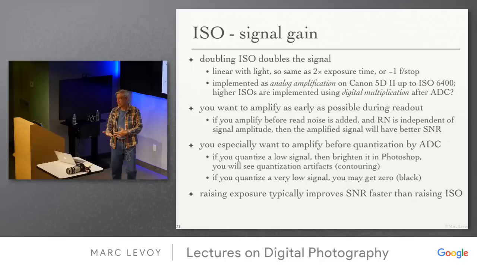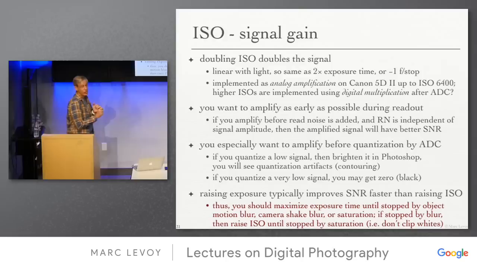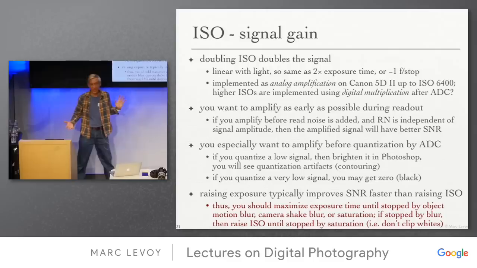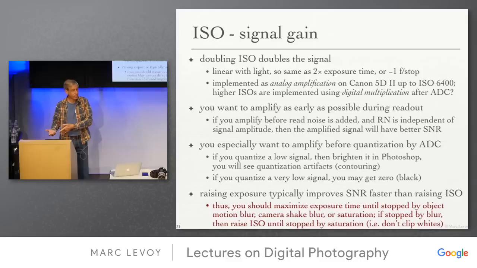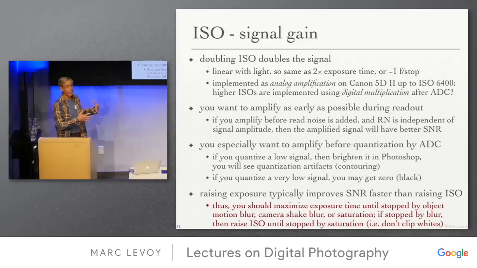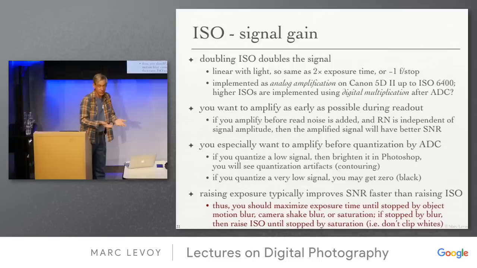And so here is a recipe for how to use these quantities. First, choose your aperture according to the depth of field that you want. And then once you've set that, maximize your exposure time until you're stopped by either the object is moving too fast and so you get motion blur, or you shake too much, and we'll talk about that in a few minutes when we talk about stabilization, and that produces blur in the image, or the pixels saturate. If you're stopped by saturation, well, you're done, that's it. But if you're stopped by one of the other criteria, like the handshake or object motion, and you don't want a dark image, then you should raise the ISO until you're stopped by saturation.